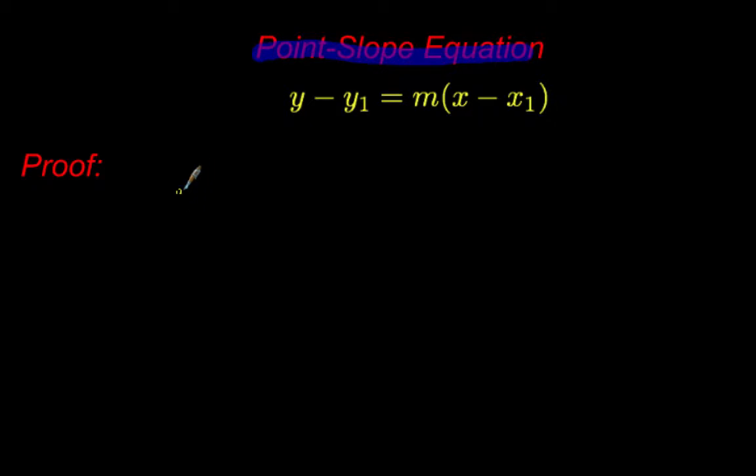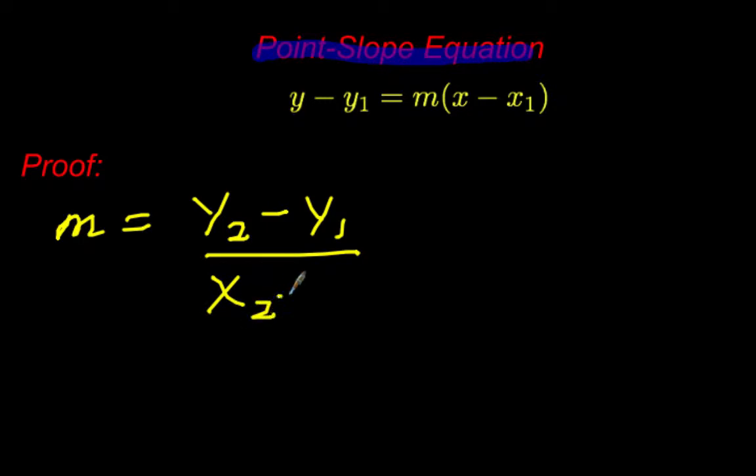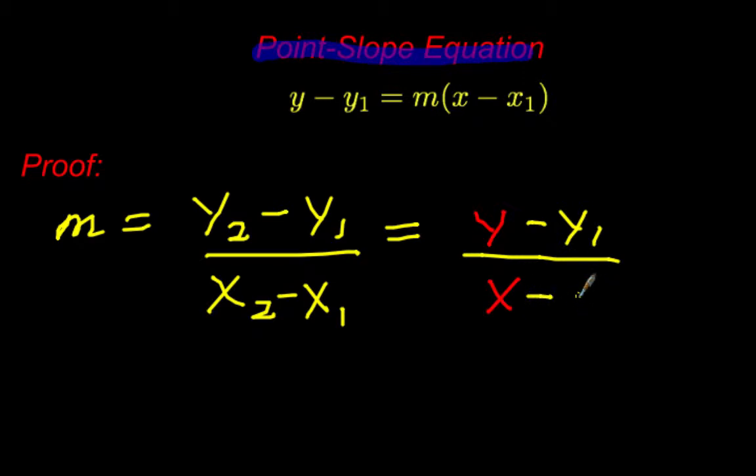So the proof of this comes from really the slope form. We have m equals y2 minus y1 over x2 minus x1. And so what they really do here is they do something very simple. They switch out a general ordered pair, so they get rid of y2 and x2. That's just a specific ordered pair. And so it looks like this now: y minus y1 over x minus x1.